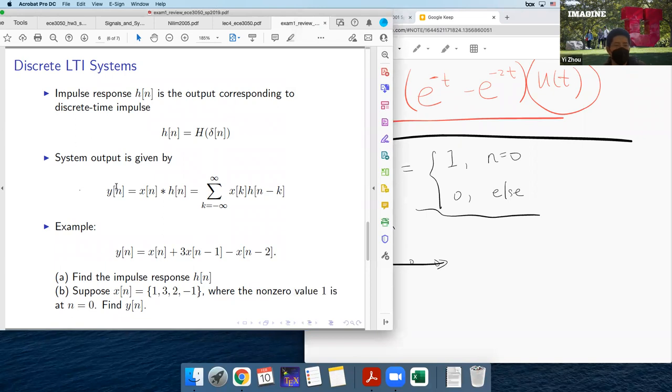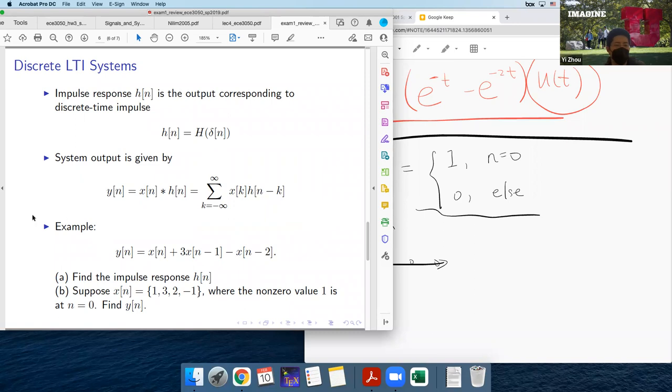And again, for the discrete LTI system, the input and output are related through this discrete convolution. It's basically the same as the continuous version, but here we are looking at summation over discrete time indexes instead of the integration.